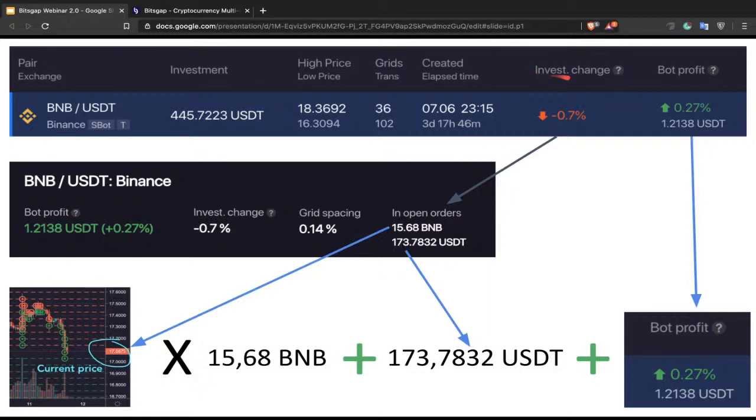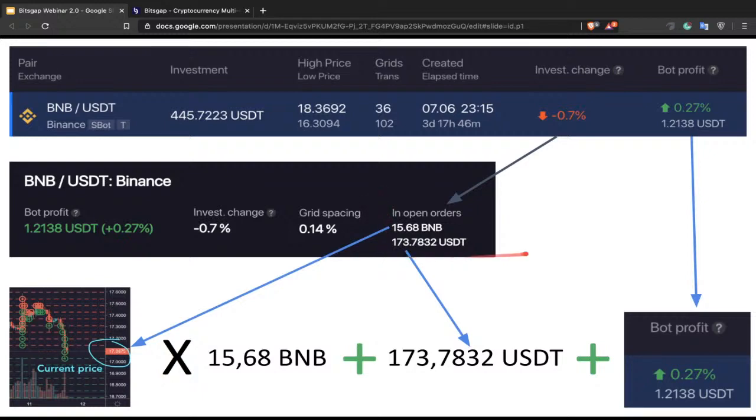So logically, investment change, that's the percentage of how your investment value has changed, all right? So here's the investment, 445 USDT, allocated to this trading bot which is trading BNB to USDT. And I have now minus 0.7%. So that means that I'm down by that amount in percentage from that investment. So I'm around now 440 USDT if I recalculate it.